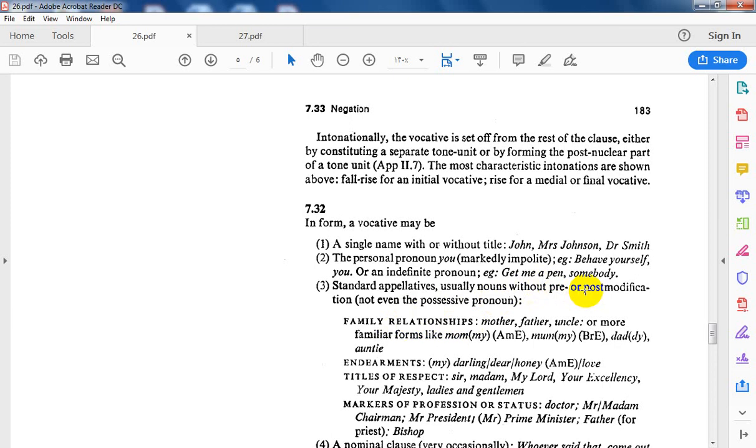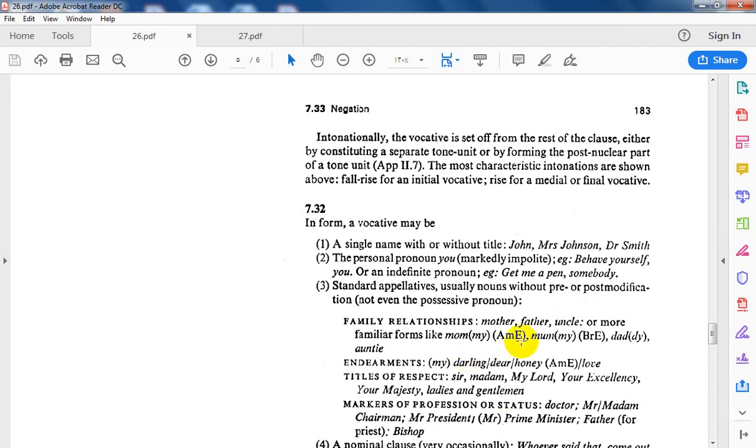A pre, meaning you say what? Possessive pronoun, say what? My mother, my father. Of course, I don't say "my mother." When I want to call my mother, I say mother, mommy, mom, okay, daddy, or father.